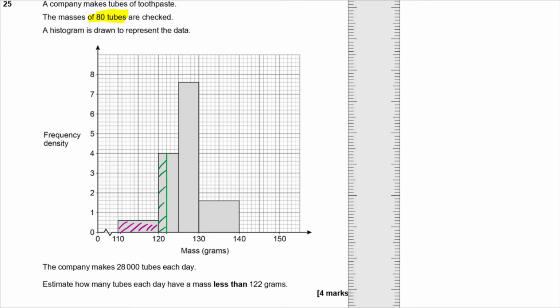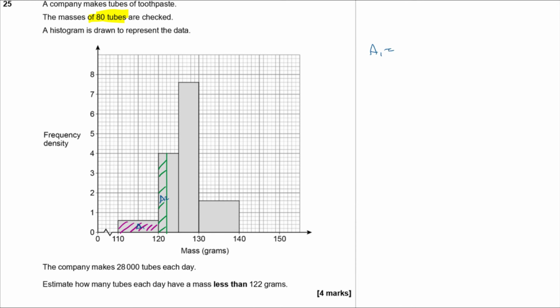So what are the areas of that then? If I call them area 1 and area 2, then area 1 has a class width of 120 minus 110. It's got a class width of 10 and it's got a frequency density of 0.6. If I multiply those together, that's going to give me the frequency. So frequency is going to be frequency density times class width.